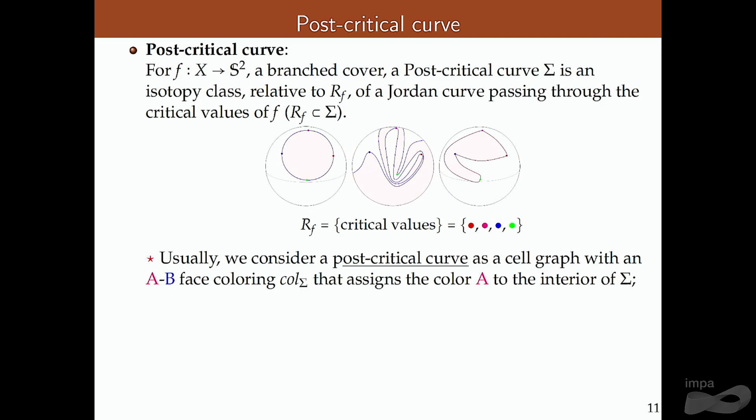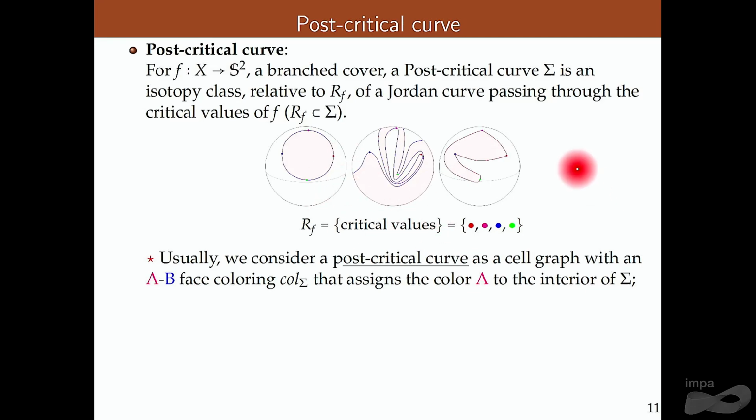And I will give a name to the Jordan curve that captures the critical values. I will call it a post-critical curve. Actually, a post-critical curve is the isotopy class relative to the critical values, but today we can think of it simply as the curve, okay? And we will also be considering it with a coloring of the two components, okay?